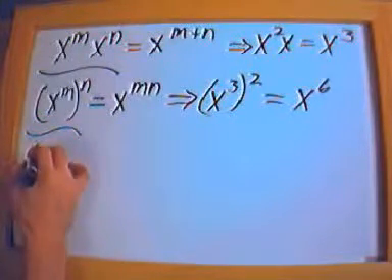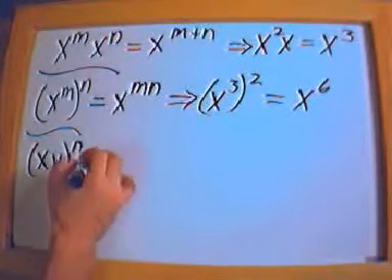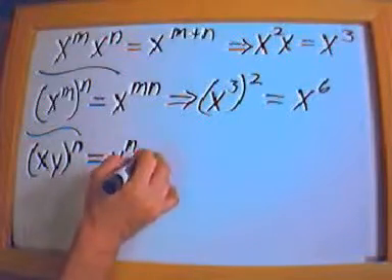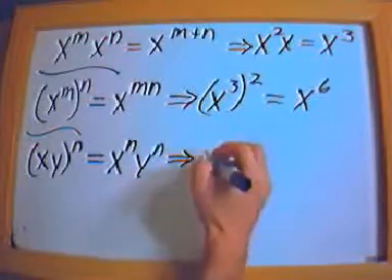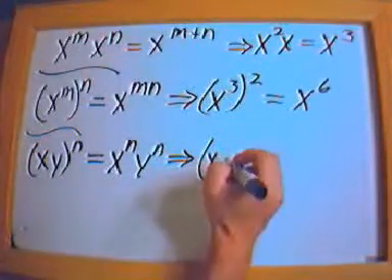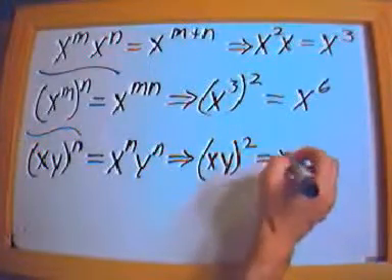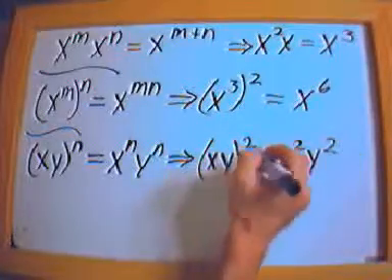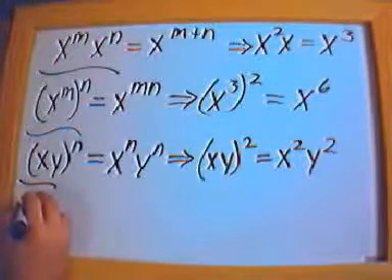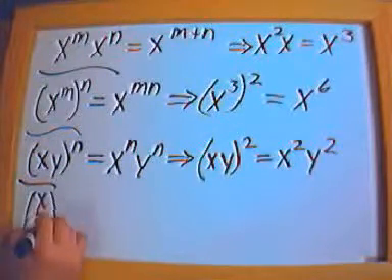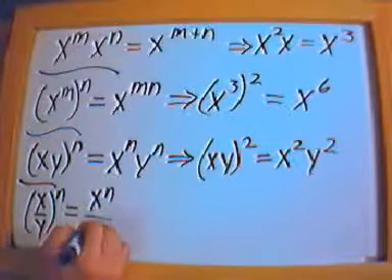Next, if I have something like x times y raised to the n, that's the same thing as x to the n, y to the n. You distribute the exponent in, and that one's kind of like if I have x times y raised to the second power, that's x squared y squared. The 2 just goes in. Okay? And then also if I have x over y raised to the n, that's the same thing as x to the n over y to the n.